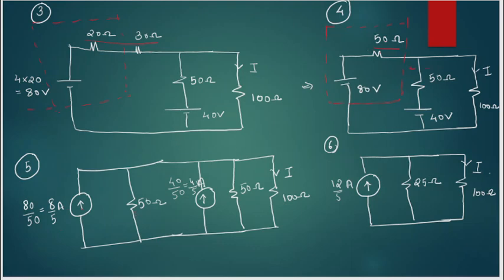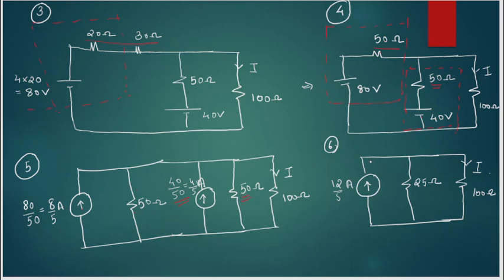Again we can see that there is also a voltage source and a series resistor. This can be converted to a current source and parallel resistor, and the value of this current source will be equal to I equal to V by R, that is 40 by 50, or 4 by 5, and this parallel resistor is the same as this resistor, 50 ohm.